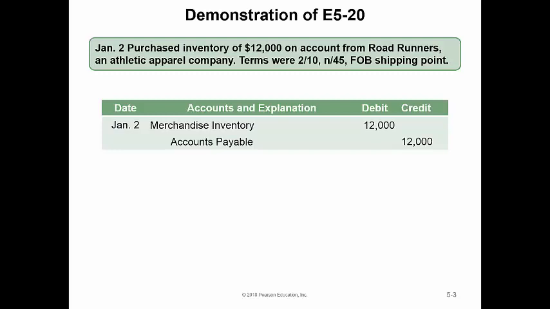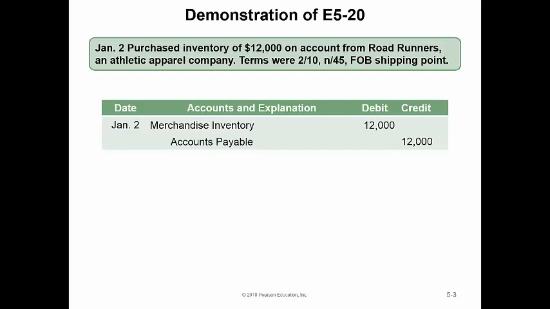We did this on credit, and our terms were 2/10, which means we get a 2% discount if we pay within 10 days. So we have to pay this invoice by January 12th to get the discount. And N45 means the whole bill is due in 45 days. That stands for net 45.